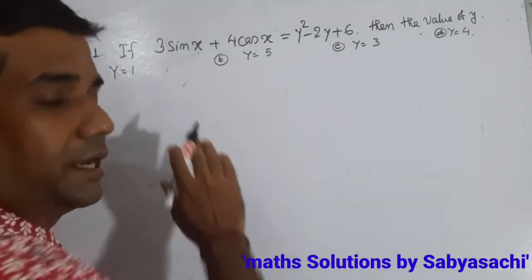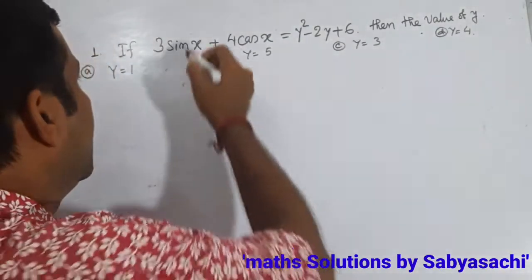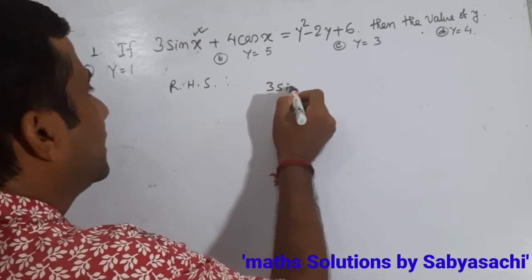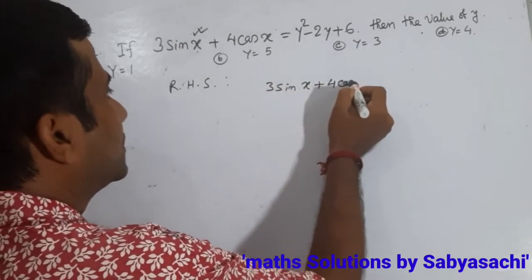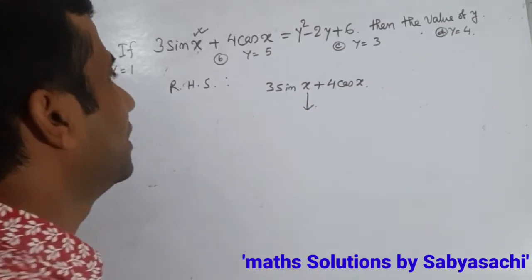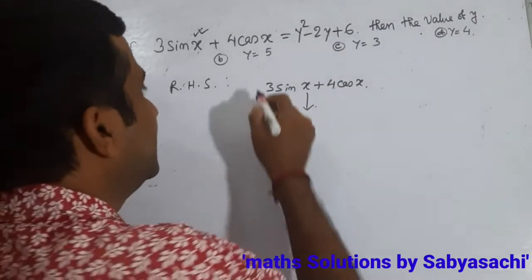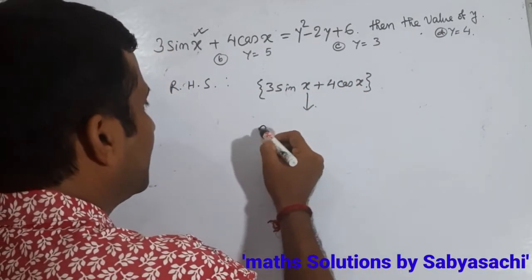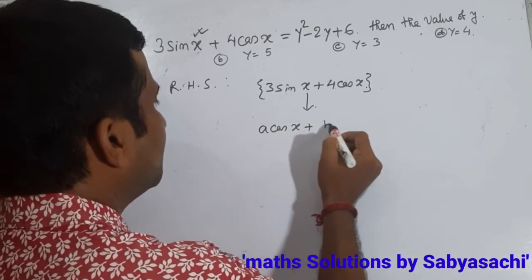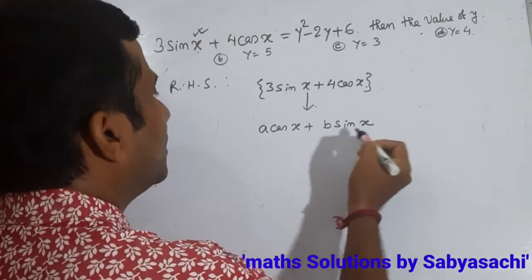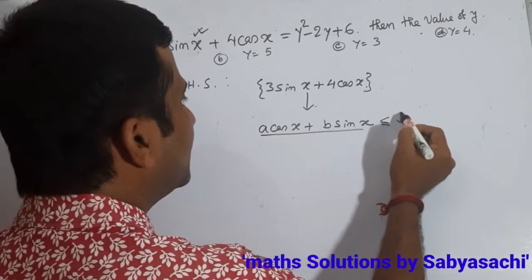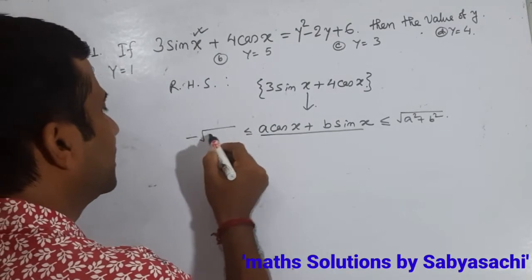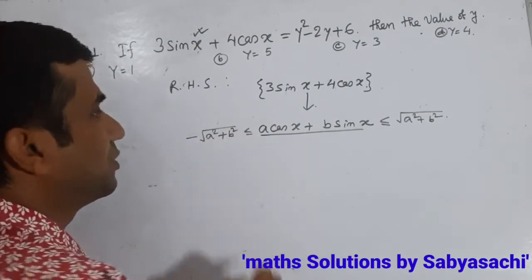That means at first we shall discuss this left hand side, 3 sin x plus 4 cos x. What is the maximum and minimum value of 3 sin x plus 4 cos x? You know that for a cos x plus b sin x, its value will be less than or equal to root over a square plus b square and greater than or equal to minus root over a square plus b square.